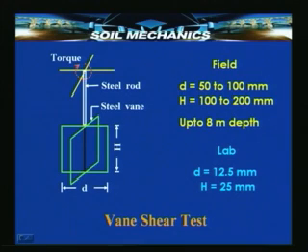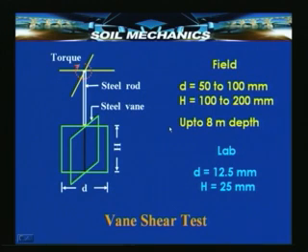This vane shear test makes use of an apparatus called a vane. This vane consists of a rod, a set of vanes, 2 vanes to be precise. This has got a width equal to d and a height equal to capital H. There is a steel rod and there is a handle to apply a torque. Now, this vane is pushed into the soil gently and rotated until the soil fails.